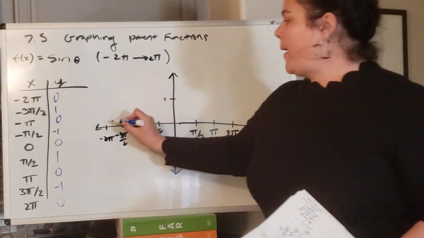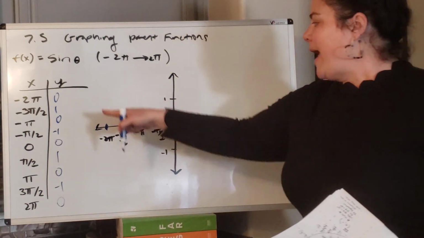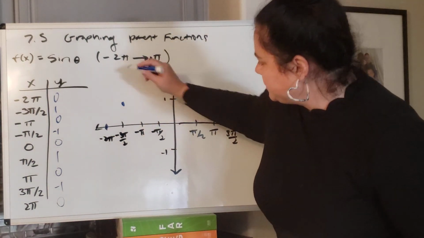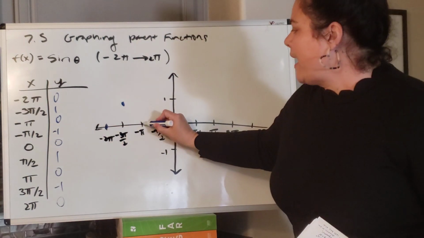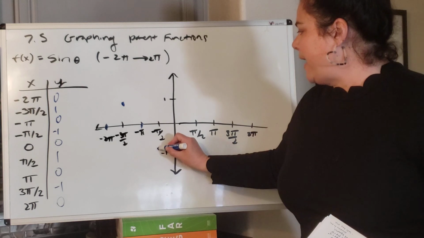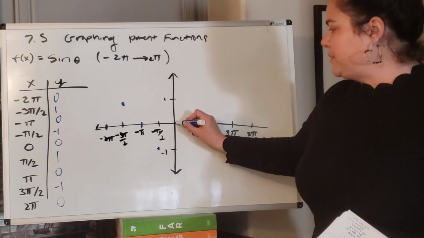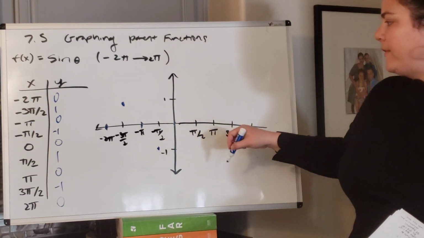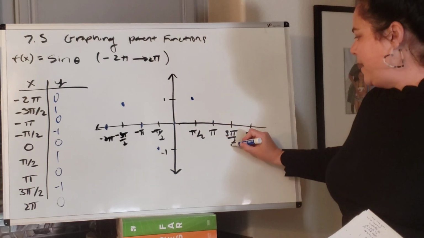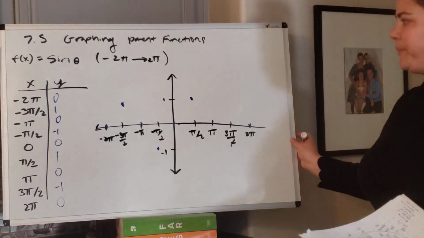So at negative 2 pi, I'm at 0. At negative 3 pi over 2, I'm up at 1. At negative pi, I'm back to 0. At negative pi over 2, I'm down at negative 1. At 0, I'm at 0. Pi over 2, I'm at 1, 0, negative 1, 0.